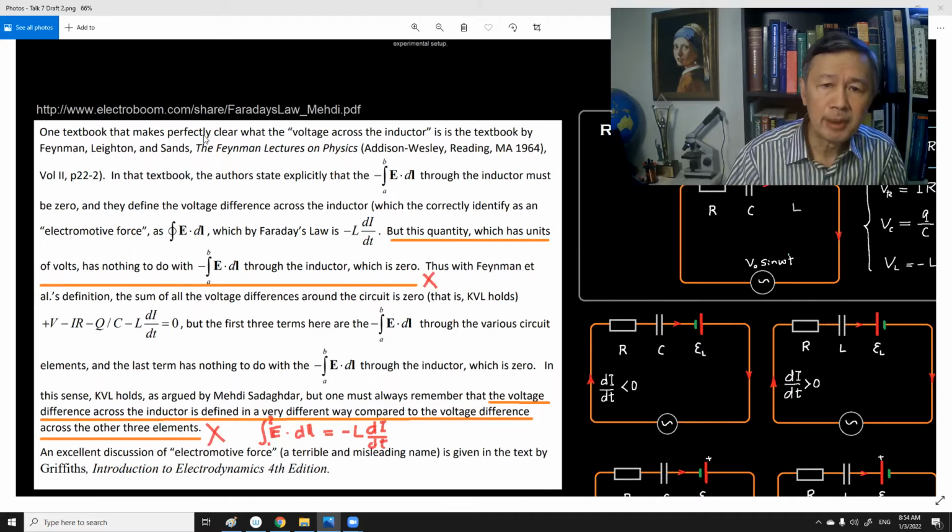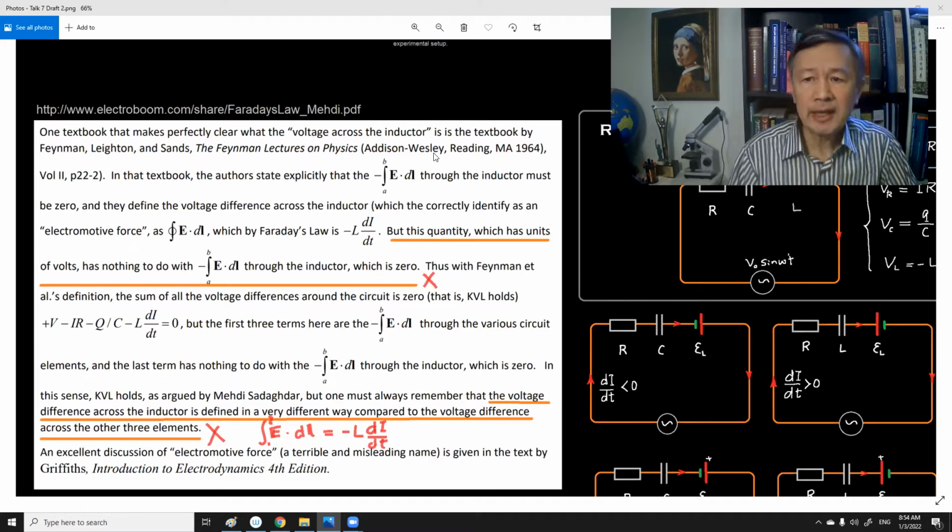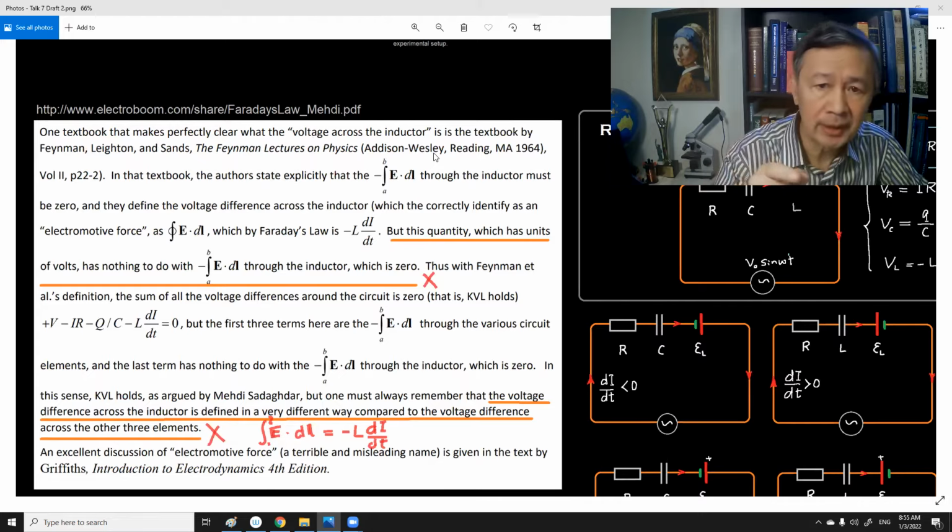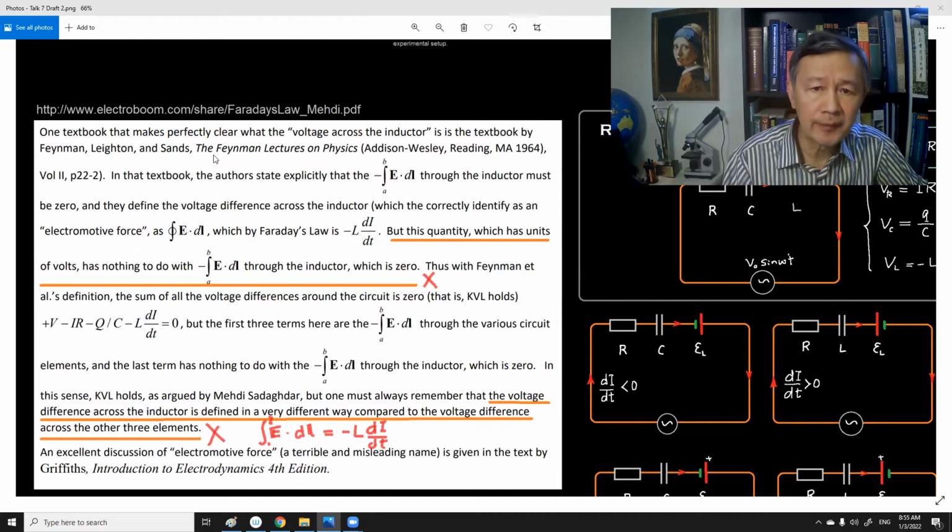A textbook that makes perfectly clear what the voltage across an inductor is, is a textbook by Feynman. Richard Feynman again. I promise that this year I will talk about Richard Feynman again on big misconceptions in physics. But let's just return here. Obviously, this is part of the Feynman Lectures on Physics, 1964 edition. In that textbook, the author stated explicitly that this integral through the inductor must be zero. Ooh, sounds familiar, doesn't it?